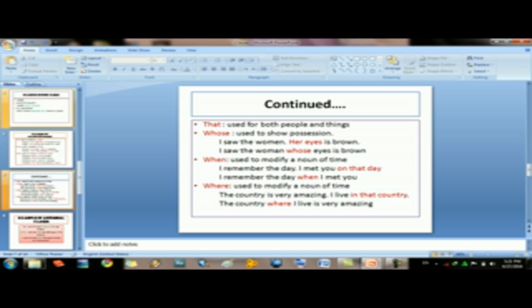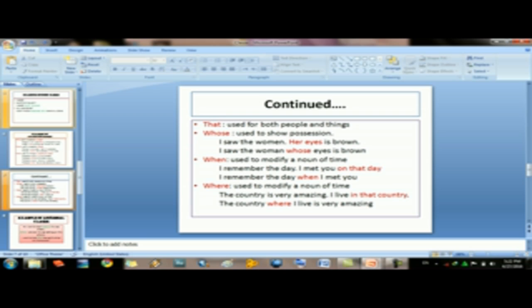When is used to modify a noun of time. For example: I remember the day. I met you on that day. So the adjective clause is: I remember the day when I met you. When refers to the day I met you.